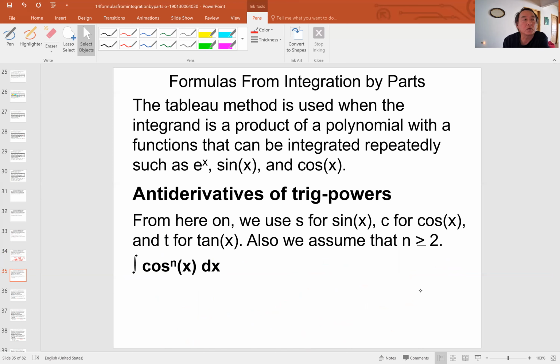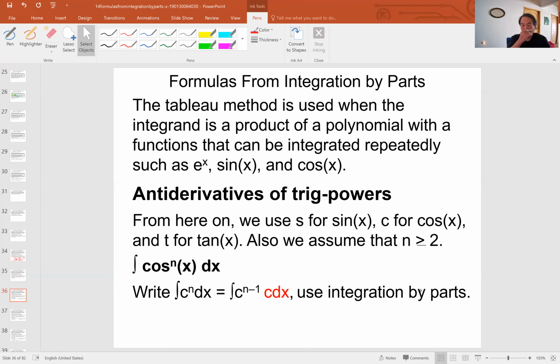And now we're going to do higher degree integrals, powers of these functions, and in particular we'll use cosine as an example. We're going to take the antiderivative of cosine to the power n when n is bigger than 2. And how are we going to do this? We're going to use integration by parts.